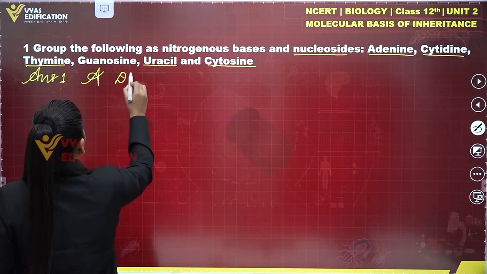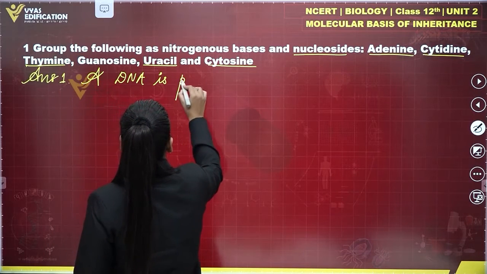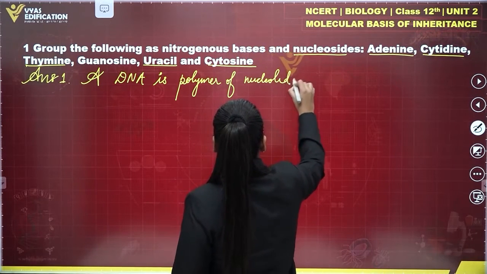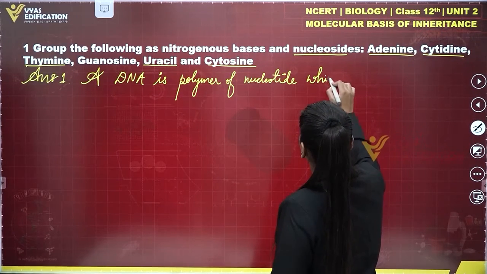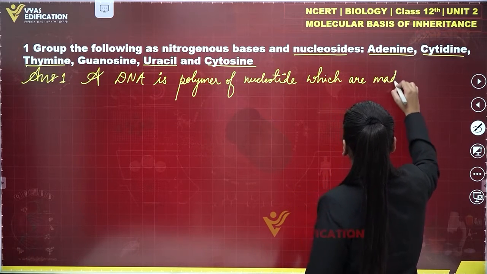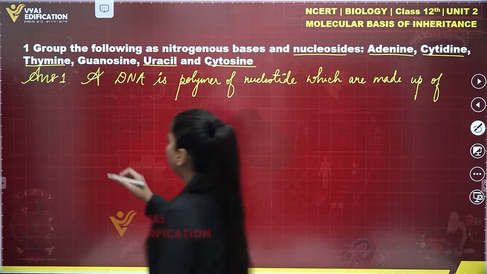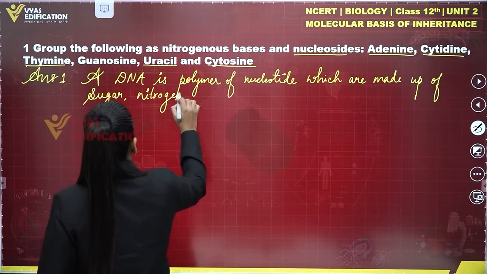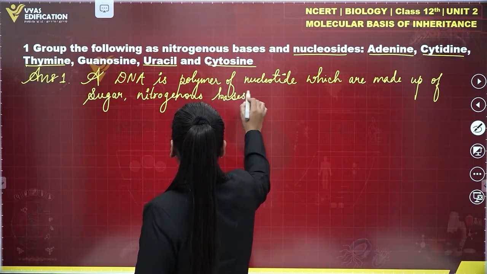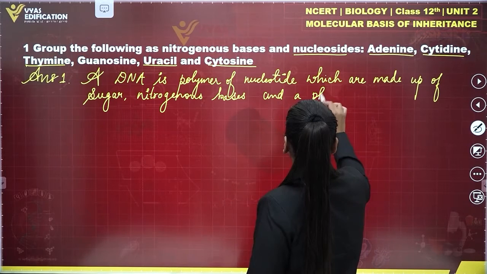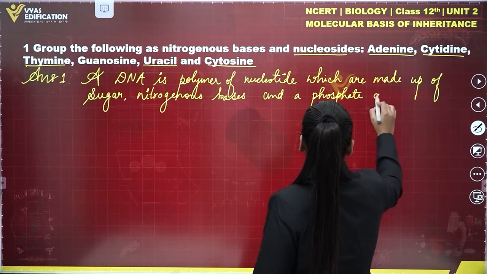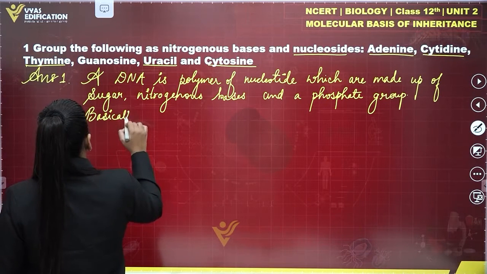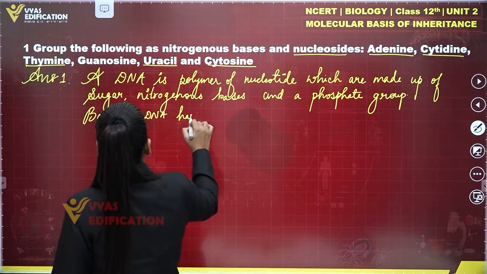If we talk about DNA, then DNA is a polymer of nucleotides, which are made up of sugar, nitrogenous bases and a phosphate group. Basically, DNA has 4 bases.